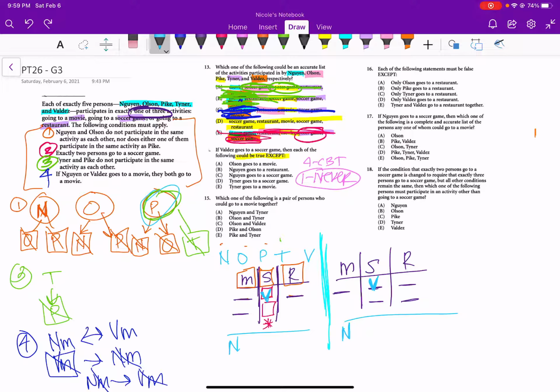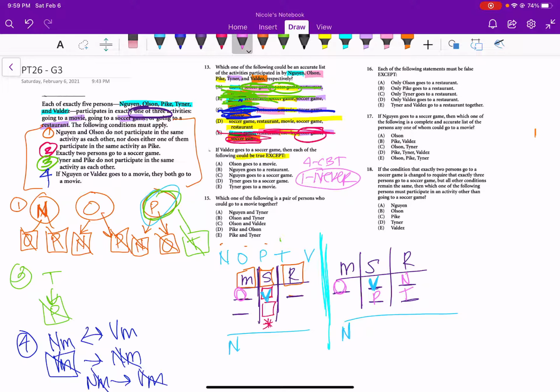Could O go to a movie? All right, so it looks like I'm going to have to actually try these out. So if I put O in here, what does that mean? Well, in this one, P could go here. And then we would have N and T left. And that actually works.